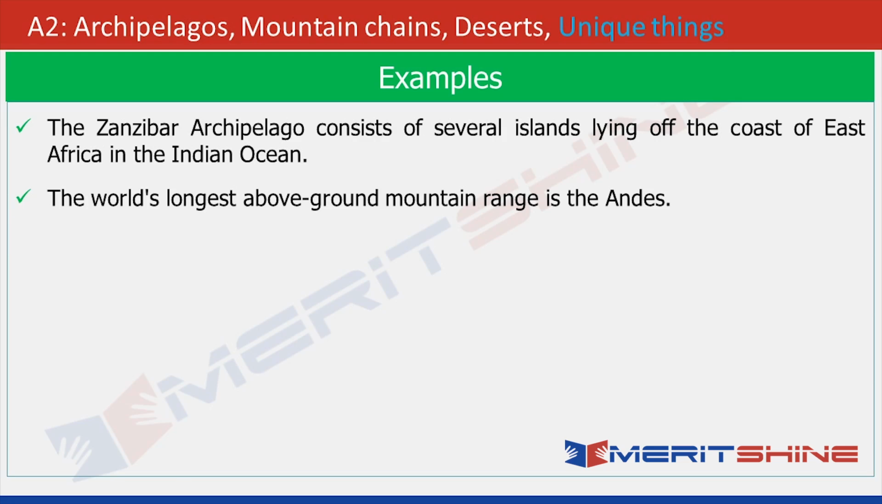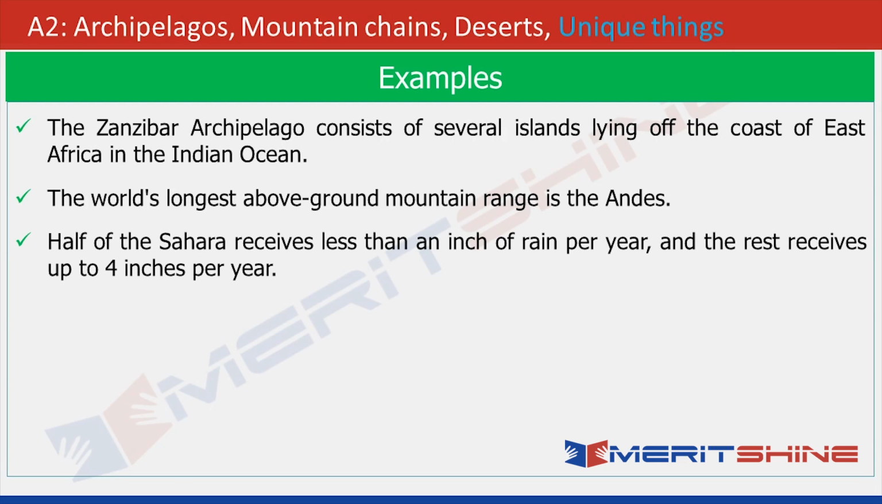Remember that the name of a single mountain, except the Matterhorn, doesn't take any article. Half of the Sahara receives less than an inch of rain per year, and the rest receives up to 4 inches per year. In this sentence, Sahara, being the name of a desert, takes the article the.